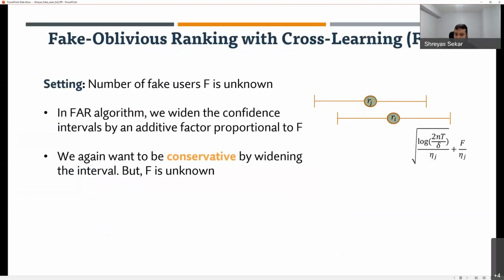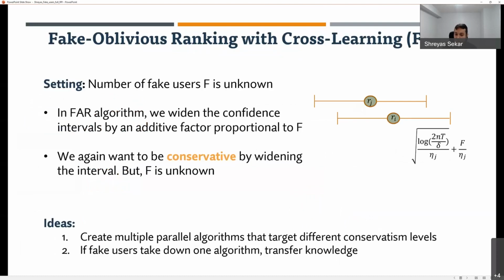So here's what we want to do. One, I'm going to use this idea of not putting all my eggs in one basket by creating multiple learning algorithms that target different conservatism levels. Remember, our goal here is to extend my confidence intervals, but I don't know how much to extend it by. So I'm going to create a bunch of different parallel algorithms where each one has a confidence level that's increased by a different amount.